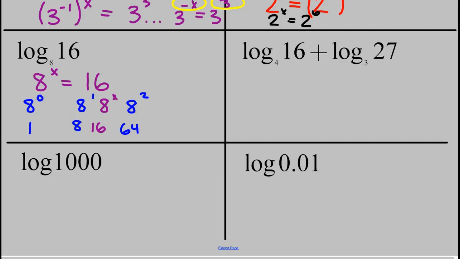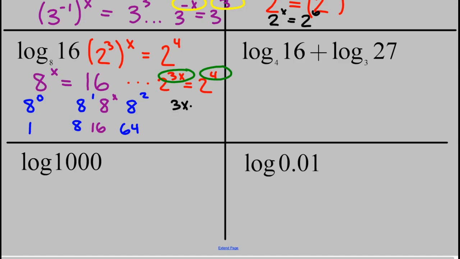So let's rewrite them with the same base. If I rewrite this with the same base, they're both powers of 2. So that's like 2 to the 3rd to the x is equal to 2 to the 4th. Okay, and if I continue that and clean it up a little bit, that's like saying 2 to the 3x equals 2 to the 4. And now I can take the exponents and find out where they're going to be equal. So when does 3x equal 4? Divide both sides by 3 and you get 4/3 is your answer.